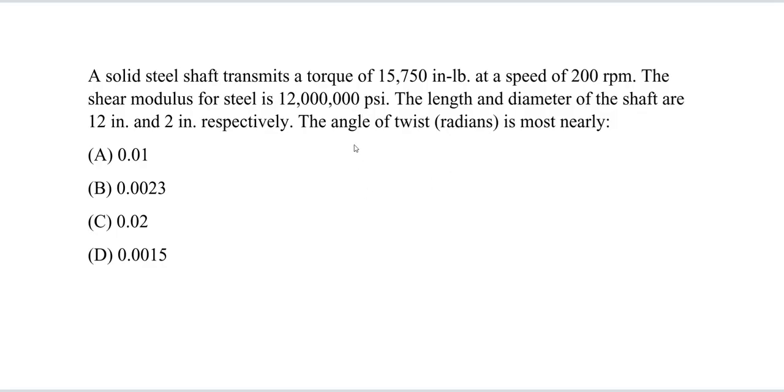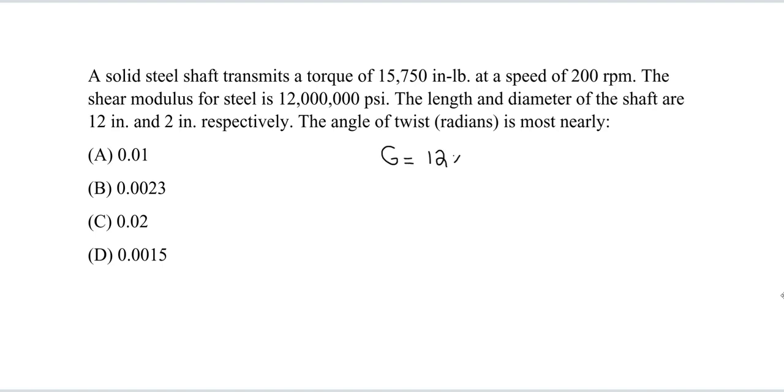Okay, now we're going to look at solving for the angle of twist in radians when we have a torque that's transmitted in the shaft. So we're told here we have a solid steel shaft that transmits a torque of 15,750 inch-pound at a speed of 200 revolutions per minute. And the shear modulus for steel is given to be 12 million psi. So that shear modulus is going to be our G value.